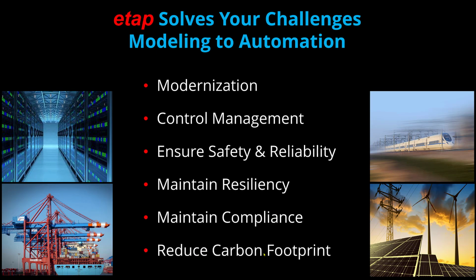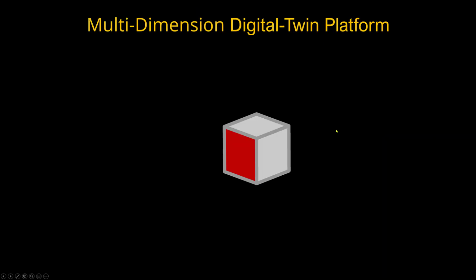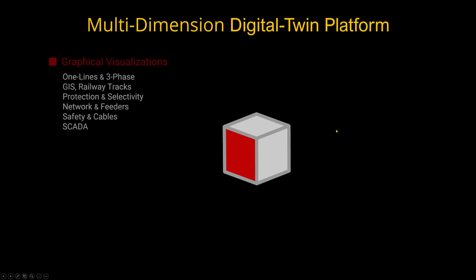And then finally, reduce the overall carbon footprint or carbon neutrality by ensuring that the control systems are optimally behaving or working along with the renewable and energy storage devices you may have in the system. So as we move further along, we'll talk about design and analysis, monitoring and prediction, operation and optimization, and automation and control of the electrical system using a single digital twin on a unified digital twin platform.